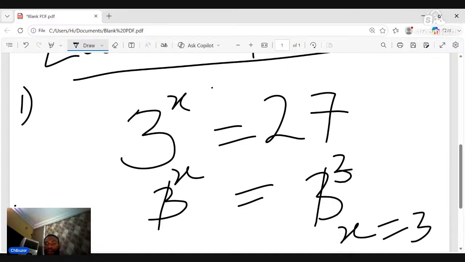Who is asking about the laws of indices? Okay, let's progress. Are we clear with the first type?